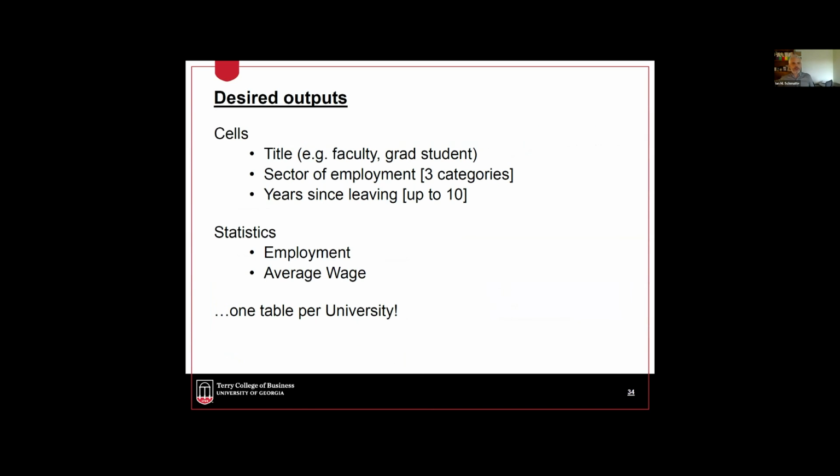So the desired outputs here is that IRIS wants to be able to report to its university partners characteristics of workers. In particular, employment outcomes and average wages disaggregated by an individual's title when they were at the university, so whether they were a faculty member or grad student, and their sector of employment after leaving the university, so whether or not they ended up in an academic or non-academic environment. And they want to track those outcomes for up to 10 years after leaving the university. And furthermore, there's one table for each university.